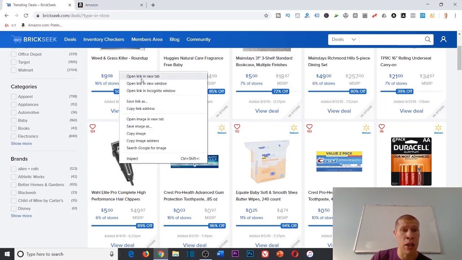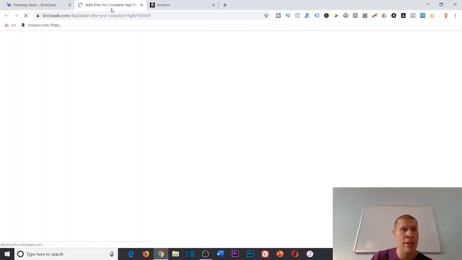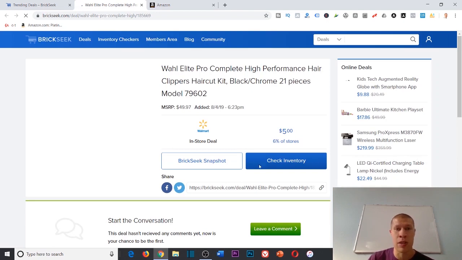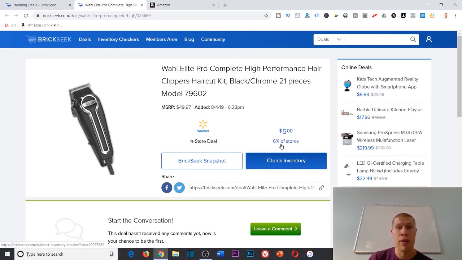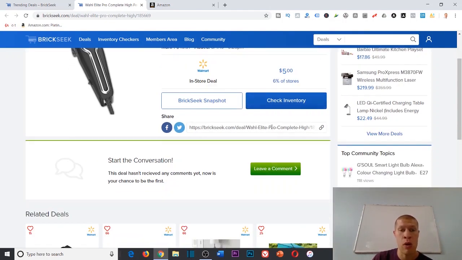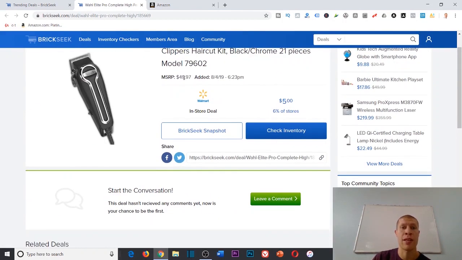Now, this is actually a good product that I was about to buy yesterday and I got sidetracked. So let's see if it's still a good product that I can show you an example of. So you're buying it for $5, in 6% of stores. So the inventory might have gone down. There was more of this yesterday when I actually checked it. And the MSRP on Amazon is close to $50. So this is a great example of a product if there's inventory to get it.